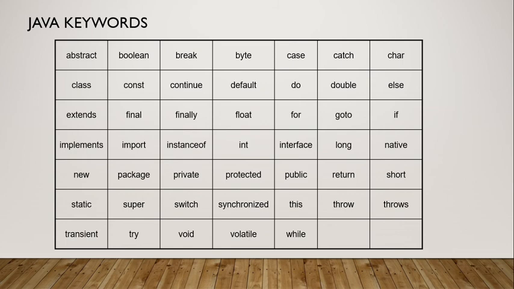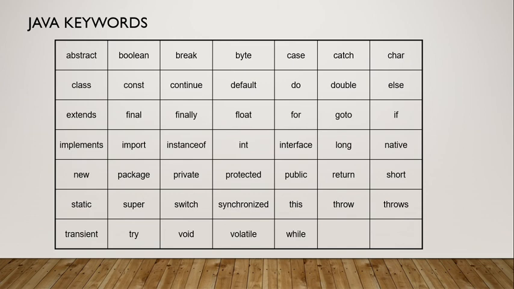Float. Java float keyword is used to declare a variable that can hold a 32-bit floating point number. For. Java for keyword is used to start a for loop. It is used to execute a set of instructions/functions repeatedly when some conditions become true. If the number of iteration is fixed, it is recommended to use for loop.